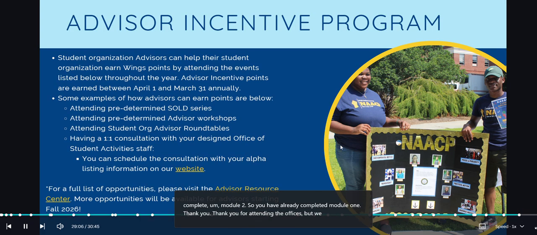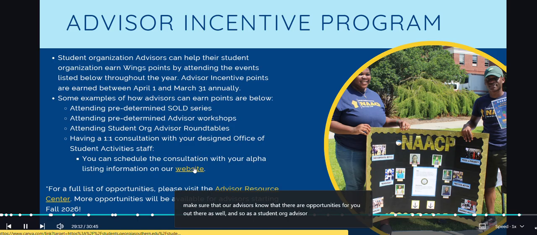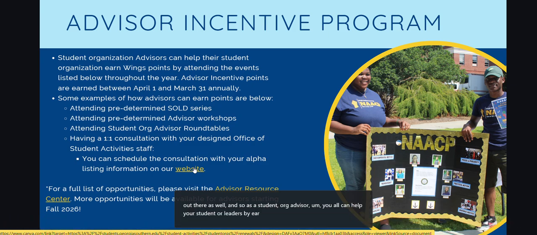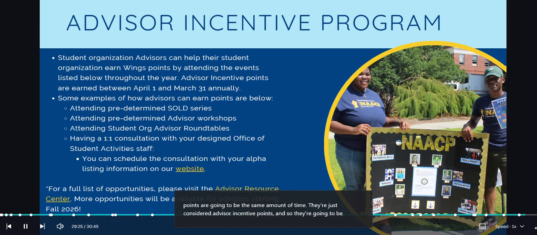But we also want to make sure that our advisors know that there are opportunities for you out there as well. And so, as a student org advisor, you all can help your student org leaders by earning Wings points by attending some of the events that we host throughout the year. So, your Wings incentive points are going to be the same amount of time, they're just considered advisor incentive points. And so, they're going to be April 1st, 2020.